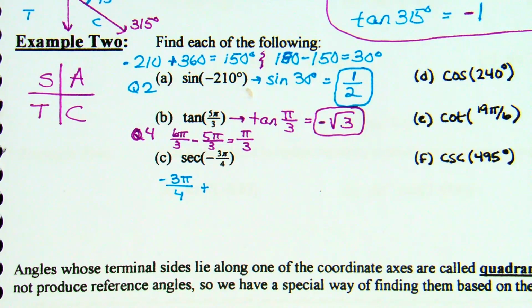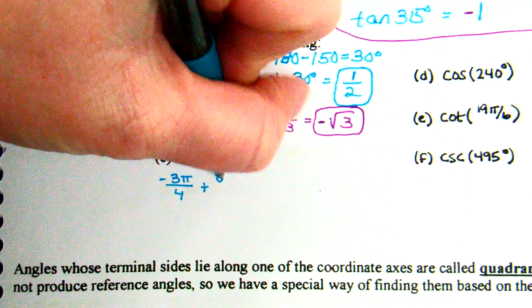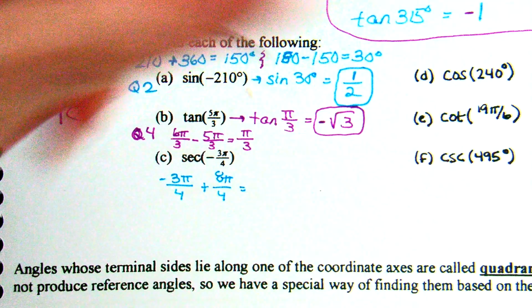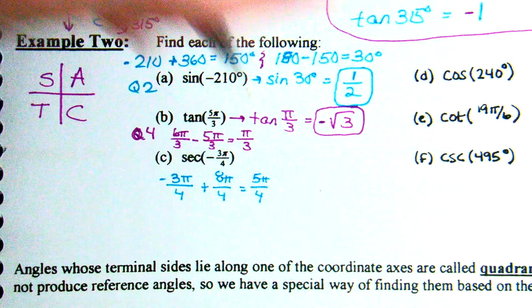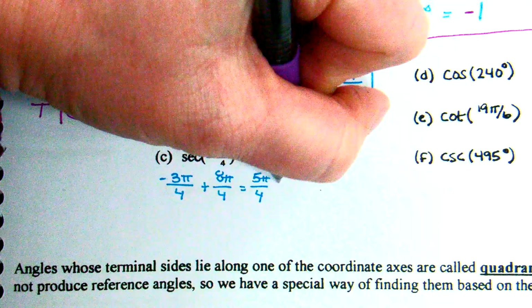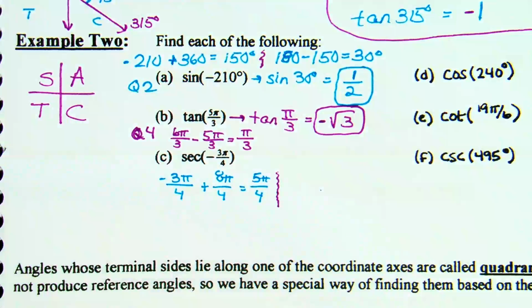So what is 2 pi in terms of what's my denominator here? 8 pi over 4. Does that make sense? So once around the circle, we're adding 2 pi, but 2 pi is 8 pi over 4 in this situation. So negative 3 pi over 4 plus 8 pi over 4 is 5 pi over 4. Well, we at least now have something in the positive, right? 5 pi over 4.